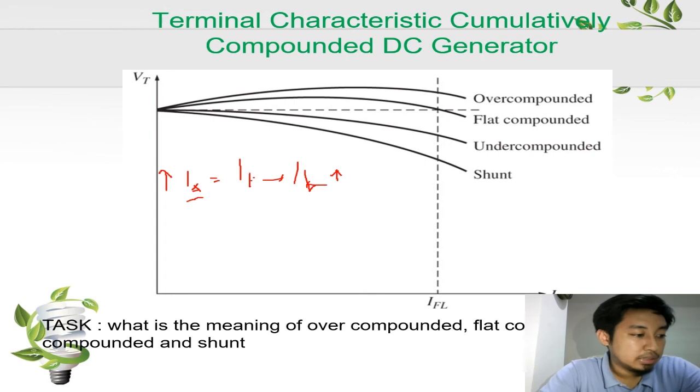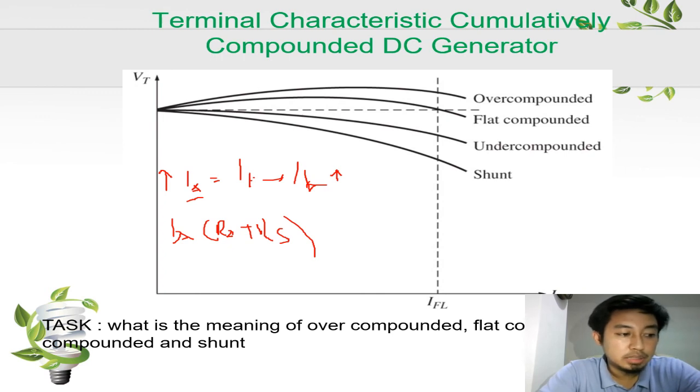As IA increases, the IA times (RA plus RS) voltage drop increases as well. So this voltage drop will increase, and this tends to cause a decrease of VT. According to this, when this is increased, VT will be decreased.